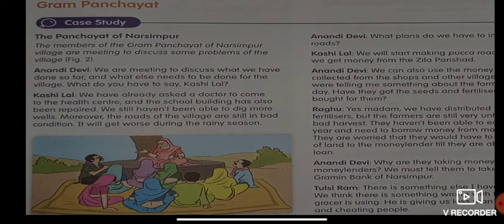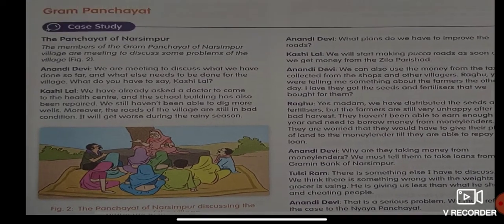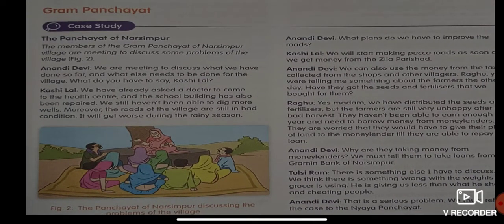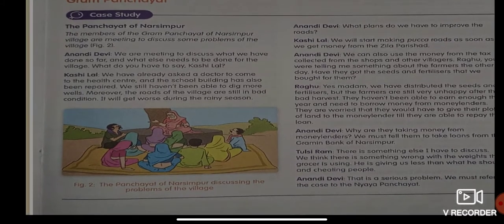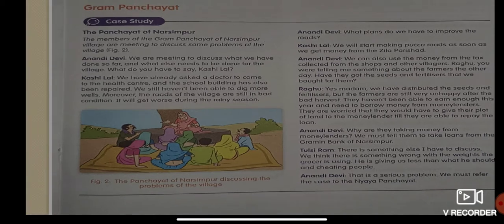The Panchayat of Narsimpur. Please go through this particular case study. I'm not going to read for you. You take your time and read all the paragraphs, from here till here, from beginning till the end. Please try to read by yourself from your textbook.